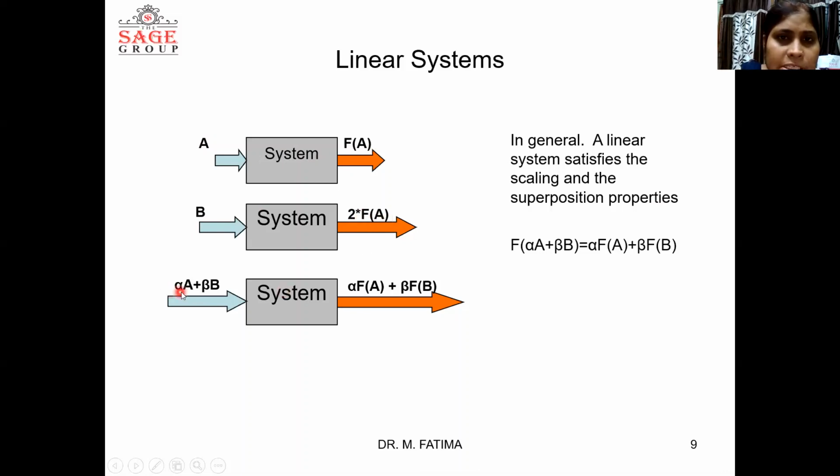If the scaled inputs are given, alpha A plus beta B, then output will also be scaled. If A is scaled by alpha, then F(A) will be scaled by alpha, and B is scaled by beta, then F(B) is scaled by beta, and the addition of these two will appear at the output. So this is following scaling and superposition properties. If an instrument is following linearity, then it follows the scaling and superposition properties.